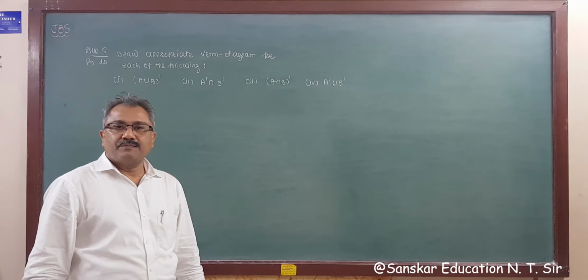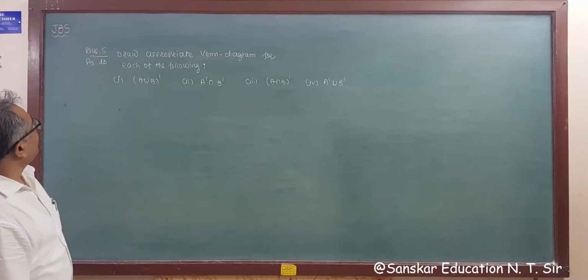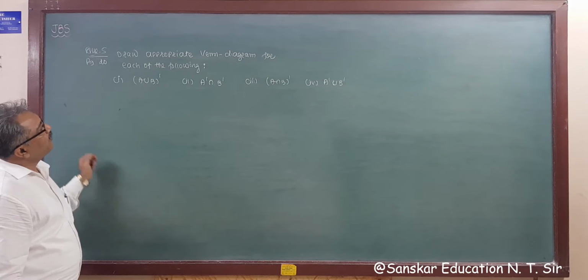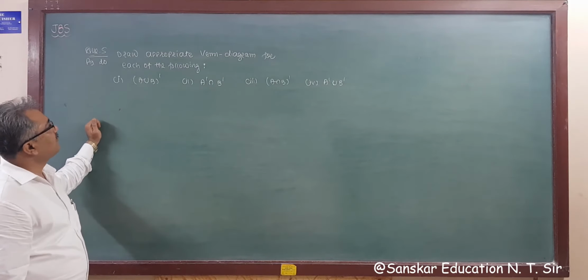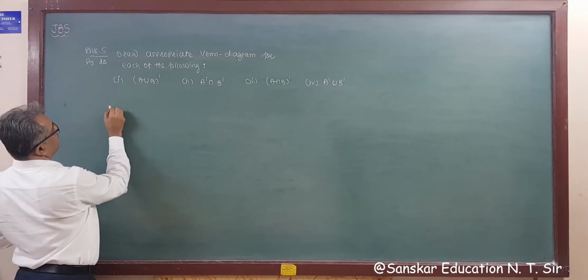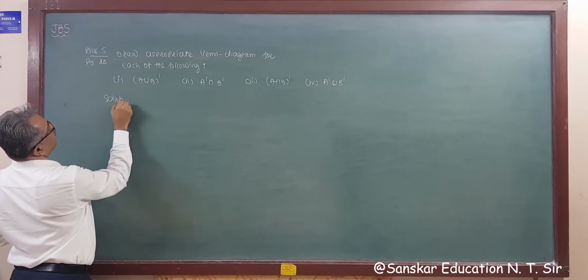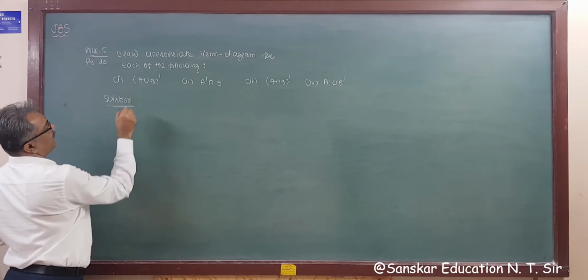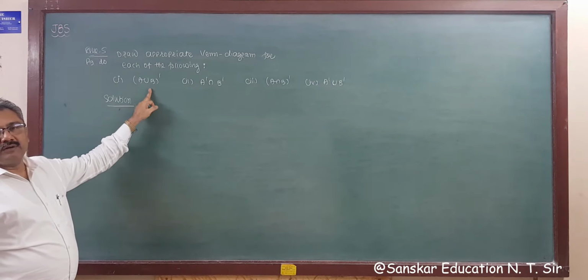Question number 5, page 20. Draw appropriate Venn diagram for each of the following. So first is given (A ∪ B)', right? So solution: (A ∪ B)'.